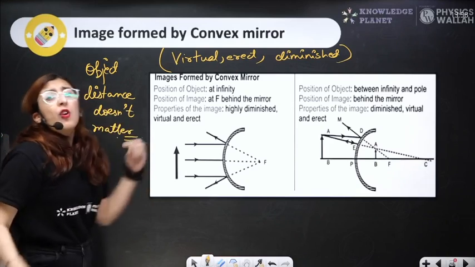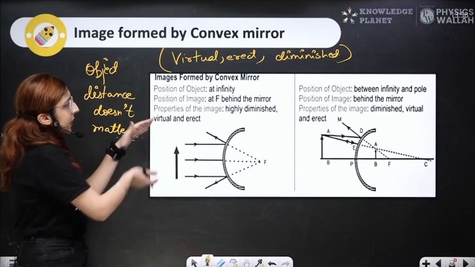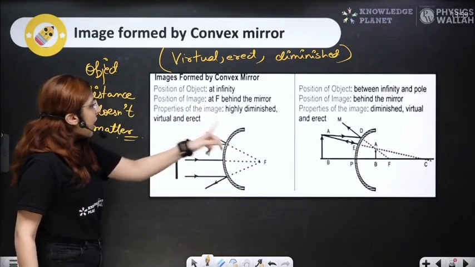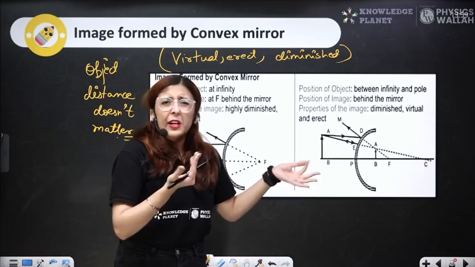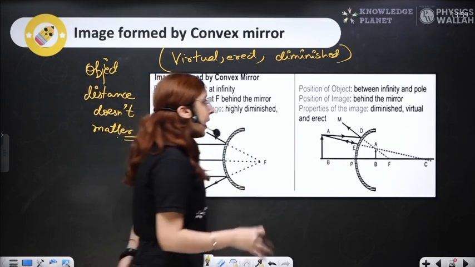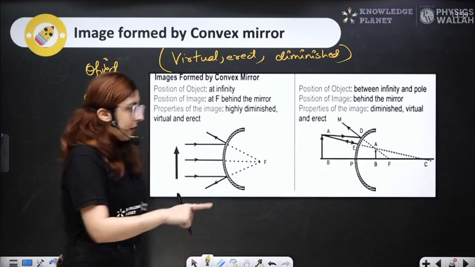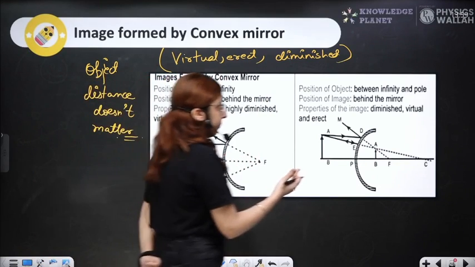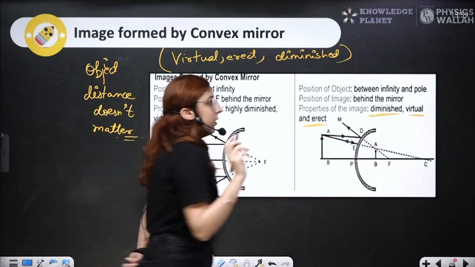Okay, now for the sake, we are keeping two cases. The object is at infinity. Have a look. When the object is at infinity, the image will be at focus behind the mirror, virtual, diminished, erect. Now I am keeping the object a bit closer somewhere. So now what will happen? Again the same thing. The image will be formed behind the mirror, not at the focus, behind the mirror. You cannot predict the exact position over here. Moreover, the image will be diminished, virtual and erect.